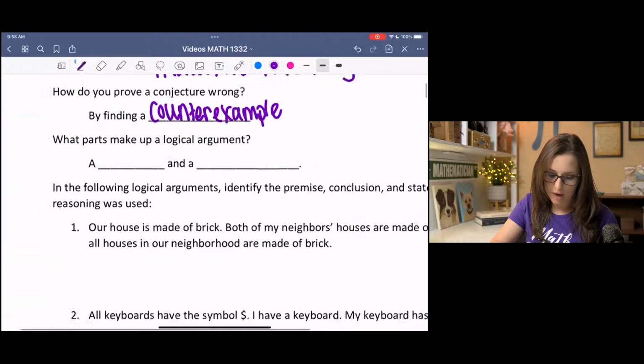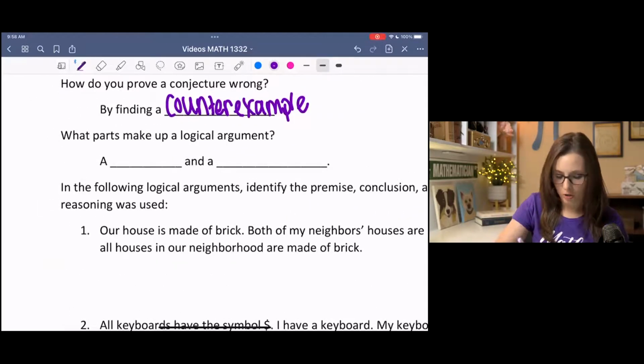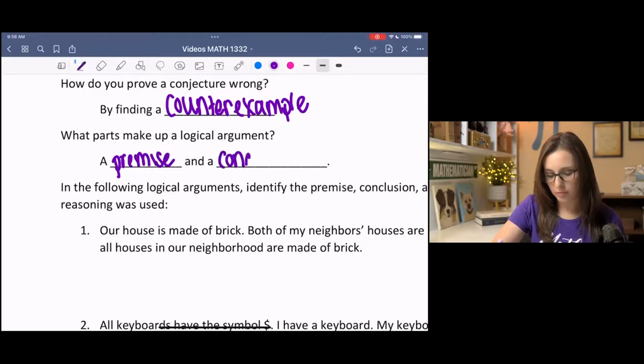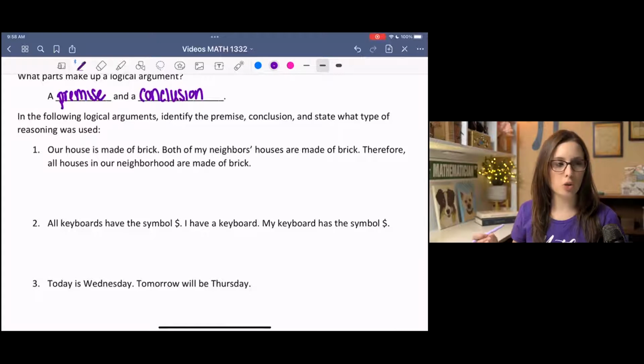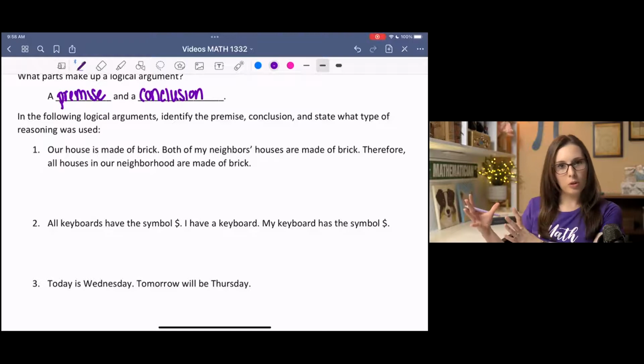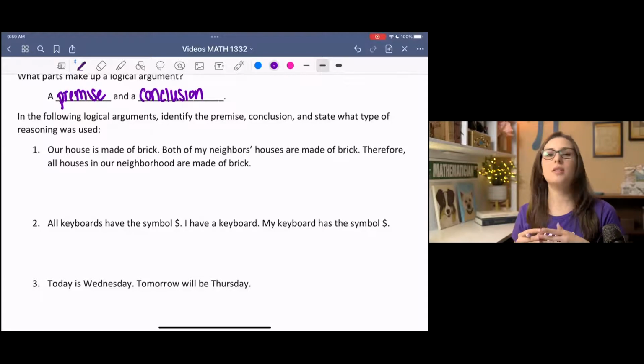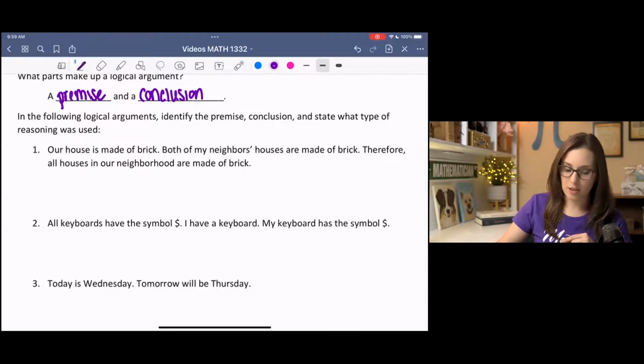The parts that make up a logical argument are called a premise and a conclusion. So we have a couple statements down here that we're going to practice identifying both the premise and conclusion. A premise is kind of like these facts that we're gathering, and then the conclusion is our result, basically. So you can have multiple premises, and in some of these we might, and then we're also going to identify whether it's inductive or deductive reasoning. So I'm going to do this first one, and then I want you to practice the next two.